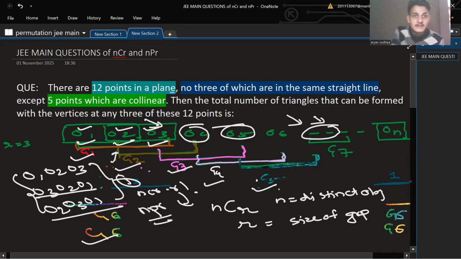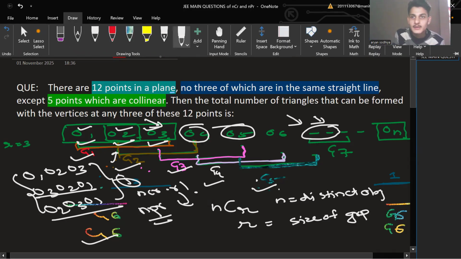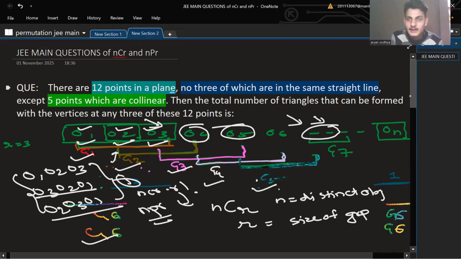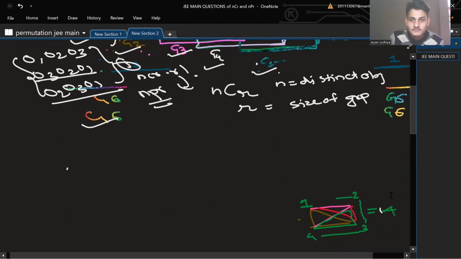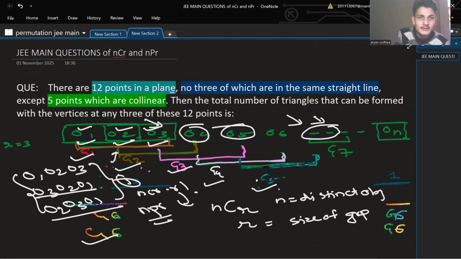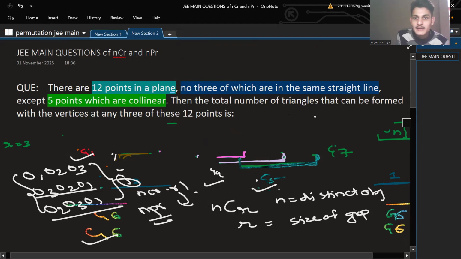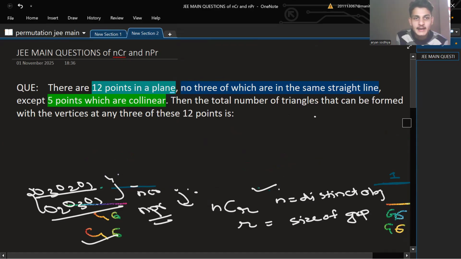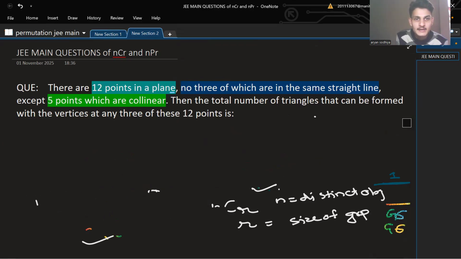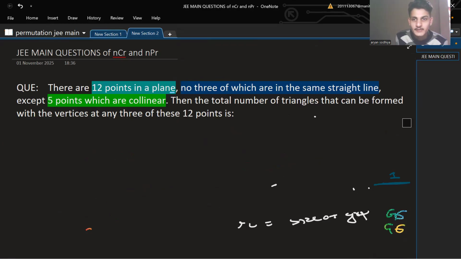Now, please try to understand the question and what we can apply to solve this. I hope you understand this point, and we have previously discussed it. I revise this concept because it will be important in this question also. So let's see here, what is the question? There are 12 points in a plane, no three of which are in the same straight line, except 5 points which are collinear. Then find the total number of triangles that can be formed with the vertices at any three of these 12 points.